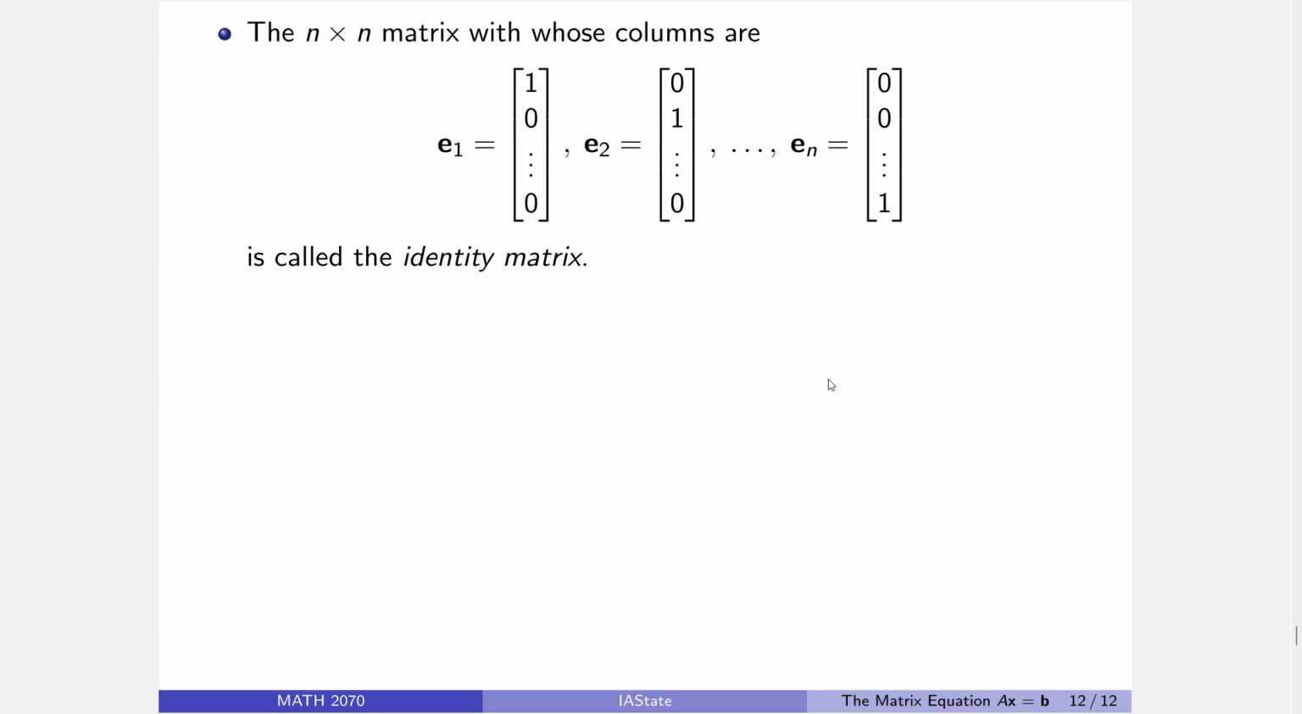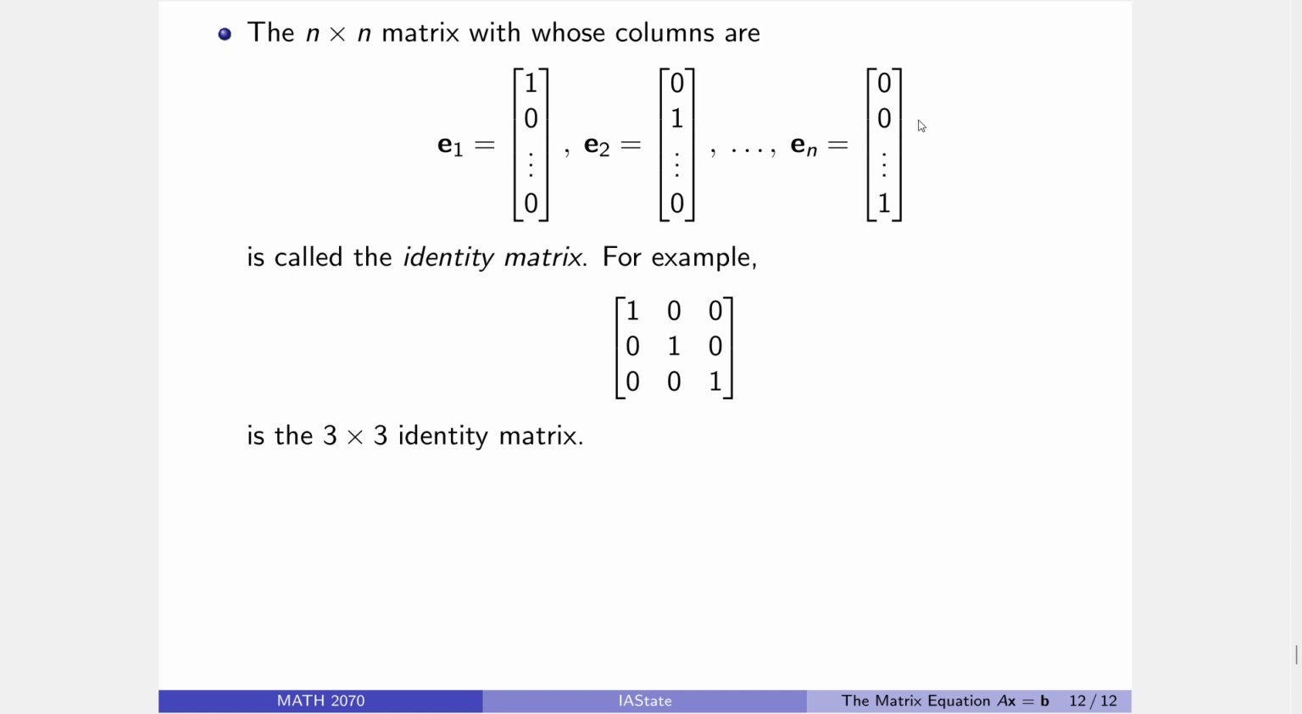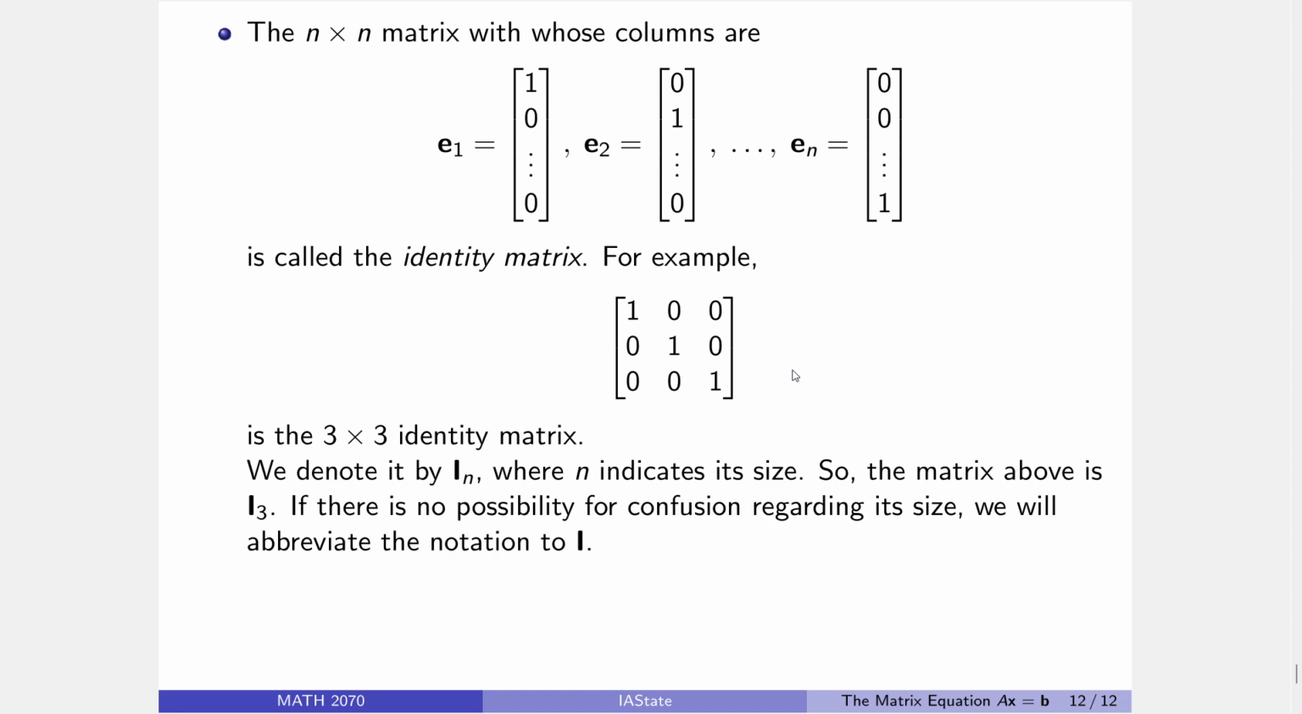Alright, so let's wrap things up today with a neat little thing. An n by n matrix whose columns are these standard basis elements, these vectors that we saw last time, we call that the identity matrix. So, for example, this is the 3 by 3 identity matrix, by taking these and slapping them together, in the case of n equals 3. And in general, we'll denote this by a capital I, and if we care about the size, we'll include that in the notation, but for the most part, we'll just use bold I for the identity matrix, and the size of it will be clear from context, hopefully.